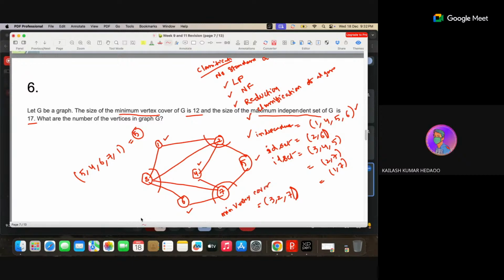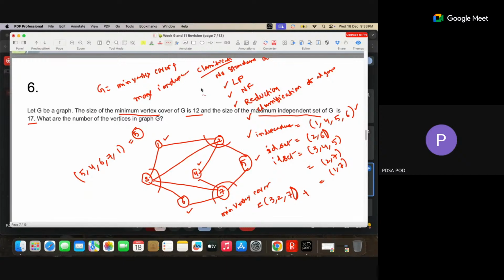The interesting thing is that the maximum independent set plus the minimum vertex cover, if you sum these two, we get the graph size. Understand? Yes, sir. So here 1, 4, 5, 6 plus 3, 2, 7 is my total size of the graph. So the total size of the graph is nothing but minimum vertex cover plus maximum independent set.